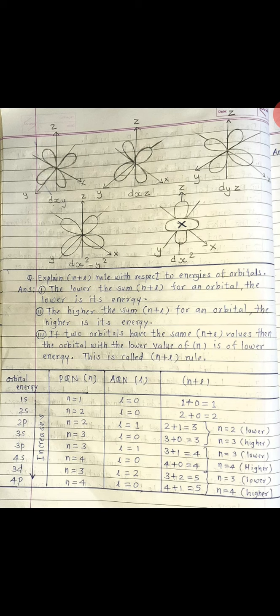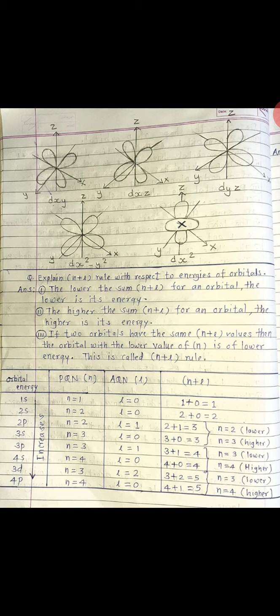मैंने यहाँ पर तीसरा रूल क्या कहा है? अगर n प्लस l की वैल्यू दो ऑर्बिटल की सेम आती है तो जिसकी n की वैल्यू ज़्यादा है उसकी एनर्जी ज़्यादा होती है, और जिसकी n की वैल्यू कम होती है उसकी एनर्जी कम होती है. सो 2 plus 1 is 3, 3 plus 0 that is 3. So which orbital has lowest value of n? 2p orbital has lowest value of n, so that's why it is a lower energy orbital, and 3s orbital is the highest energy orbital. So because of that, electron first enters into 2p orbital then 3s orbital.